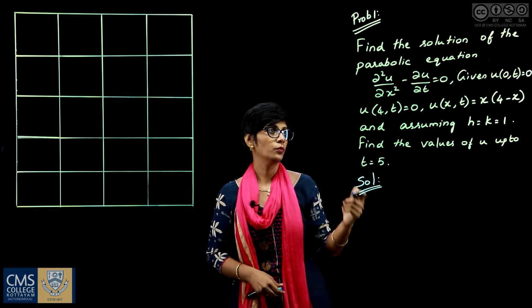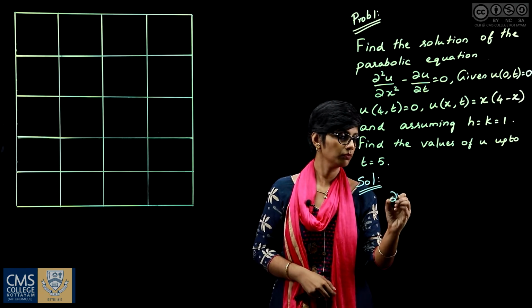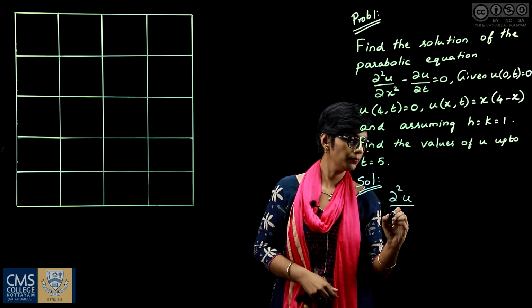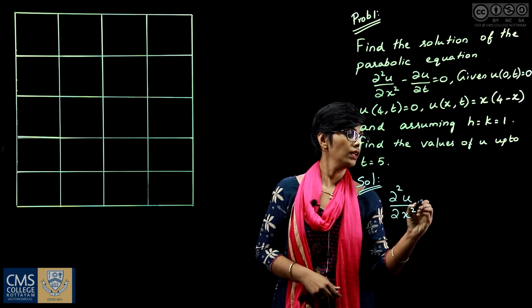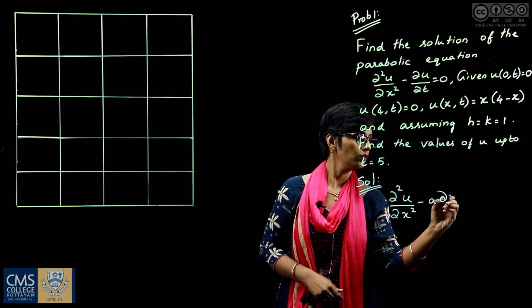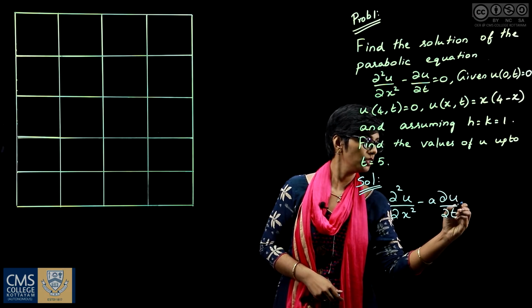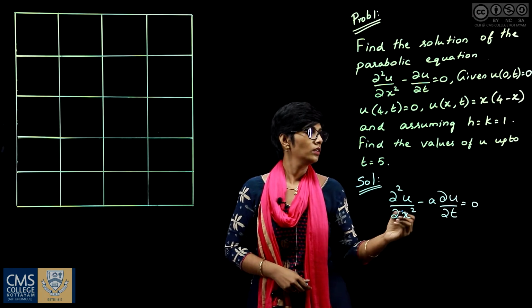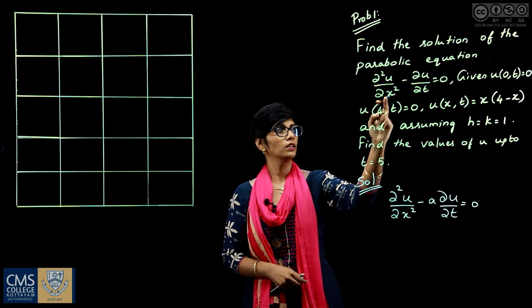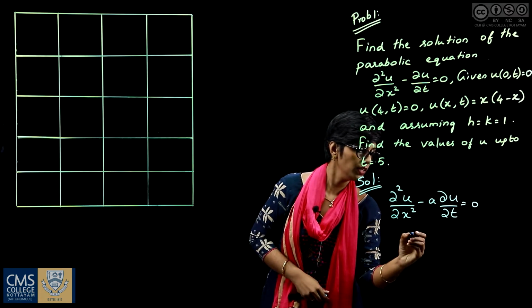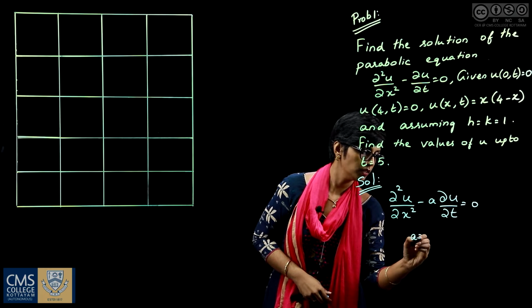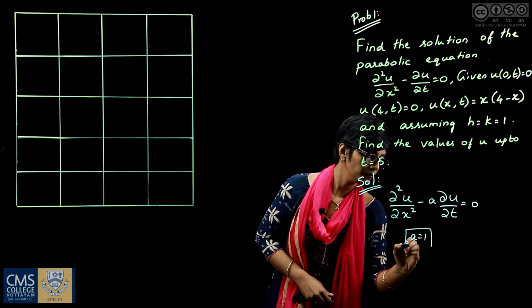Here this is the heat flow equation. The general heat flow equation is ∂²u/∂x² − a ∂u/∂t = 0. When we compare this with our equation, we get a = 1.